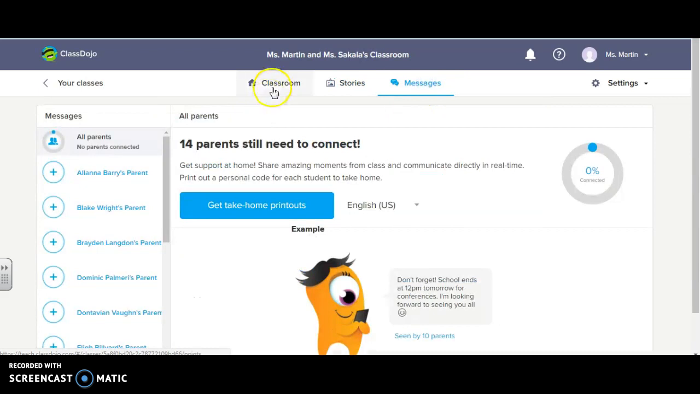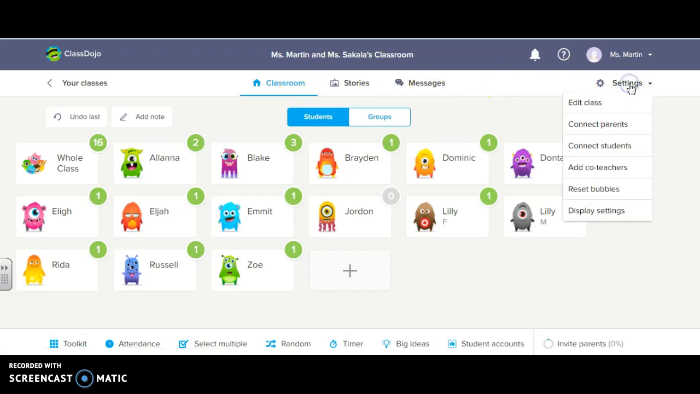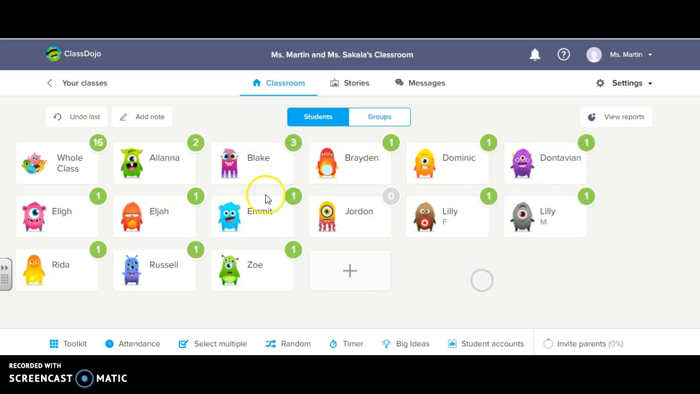In messages, you can go to a specific student, and you could talk about how they're doing and why they got the Dojo points, or why they didn't get any, or why they were in the negative, if you choose to do that. In settings, you can edit your class, connect with parents, connect with students, add a co-teacher, which I will be doing, and reset bubbles, so that means all of these bubbles would be back to 0, and then your display settings. This is also something great that you could put on the smartboard so that your students can be interactive with it.